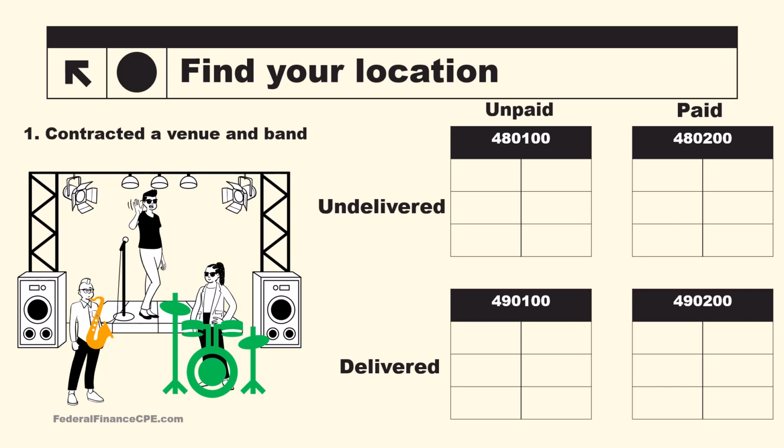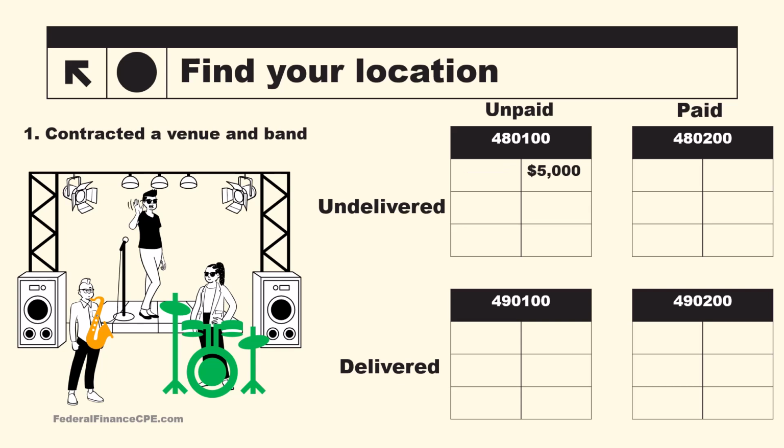Let's track our first big obligation. We've just contracted with a venue and a band for $5,000. Watch how this appears on our matrix. Since we've signed the contract but haven't received any services yet, after all, the concert hasn't happened, this obligation starts in account 480100, our undelivered orders obligations unpaid. You see the $5,000 entered there in our matrix.